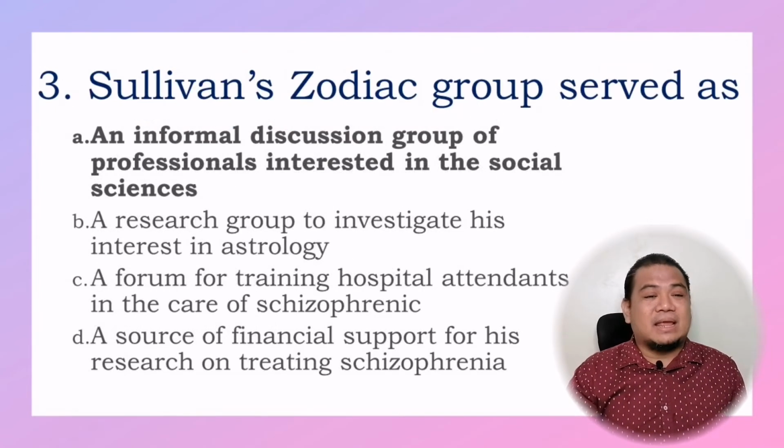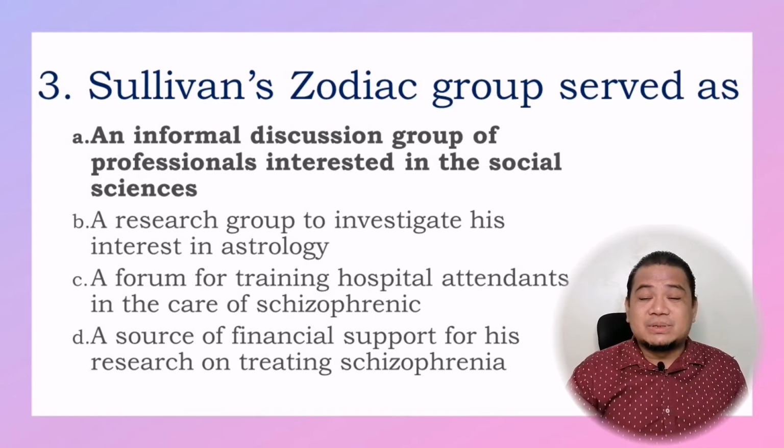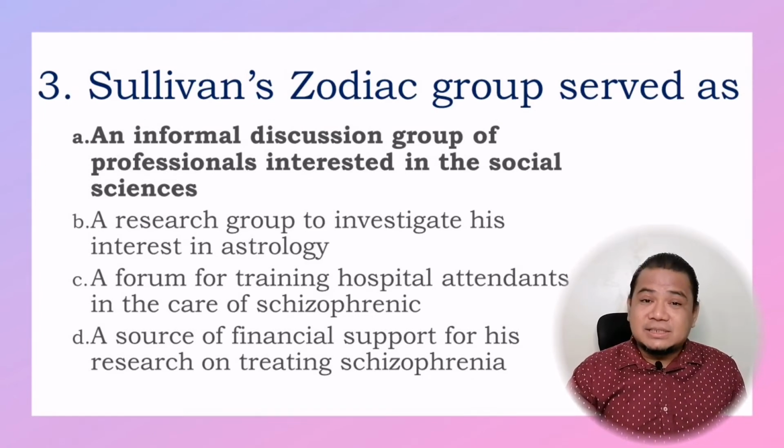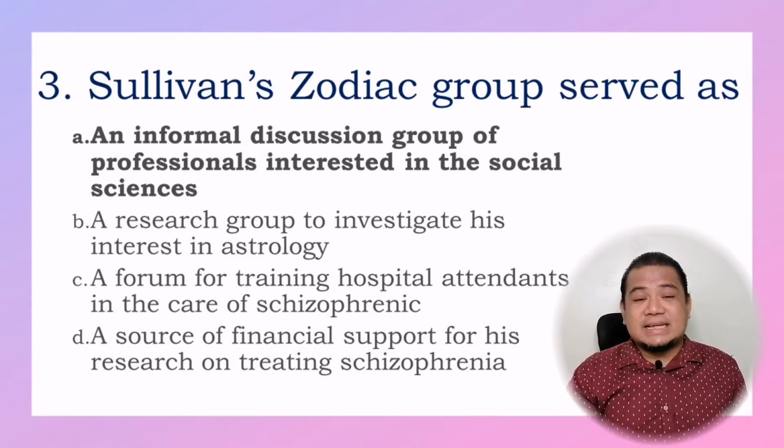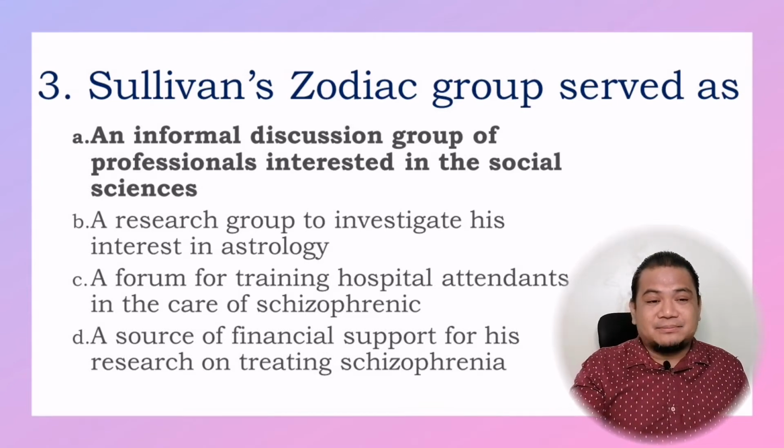Next, number 3. Sullivan Zodiac Group served as. The answer is letter A. An informal discussion group of professionals interested in the social sciences.